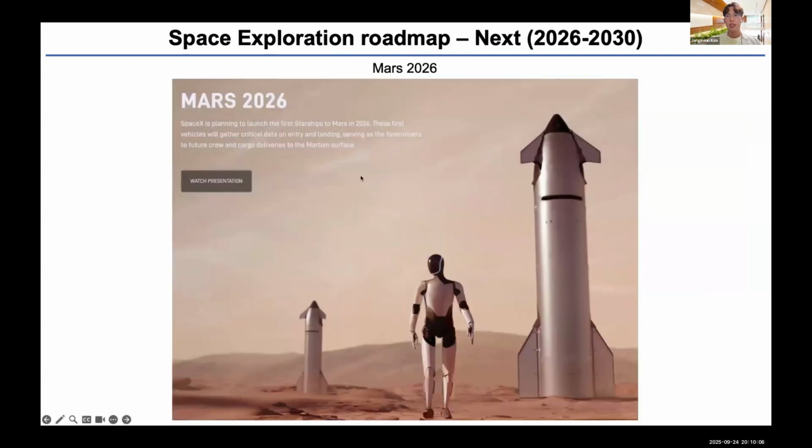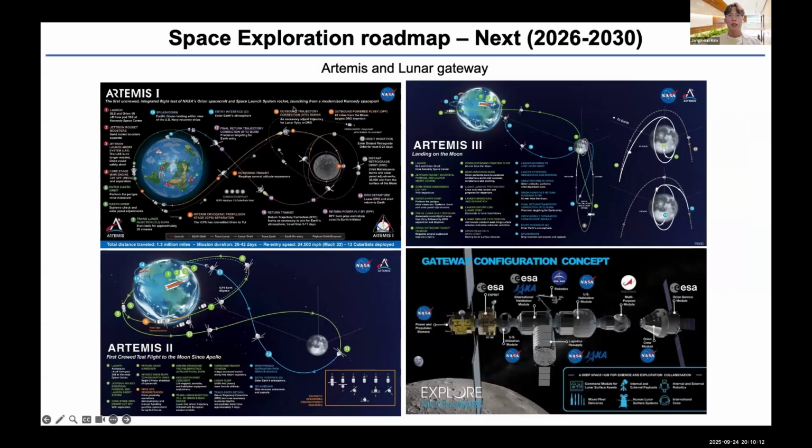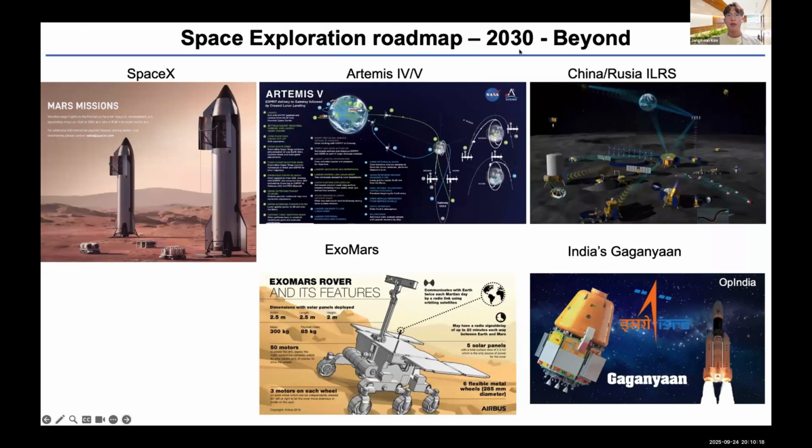Also, SpaceX has a plan to send the first Starship to Mars in 2026. I think I can skip this one. There are some plans for Artemis and Lunar Gateway. And after 5 years, one of the major things would be the SpaceX mission. SpaceX wants to send a payload in 2030 with the Optimus robot.